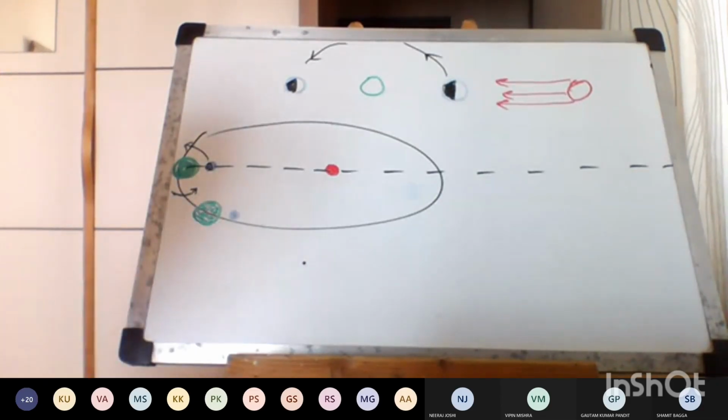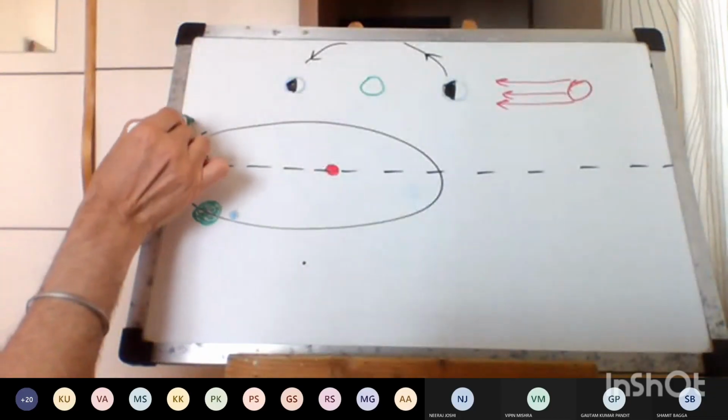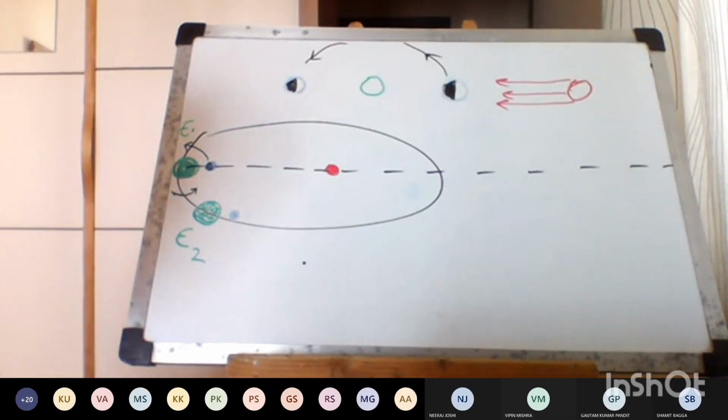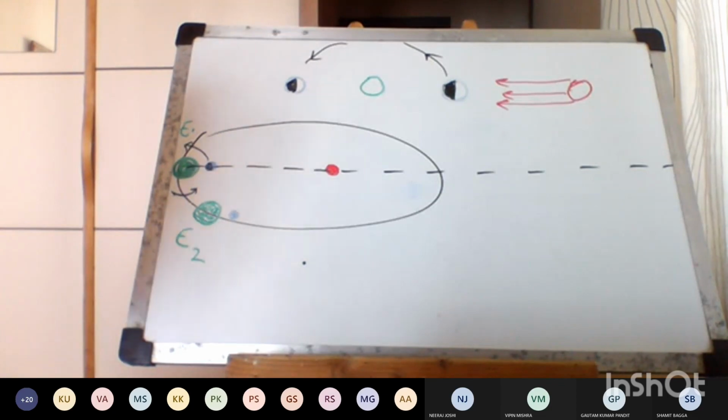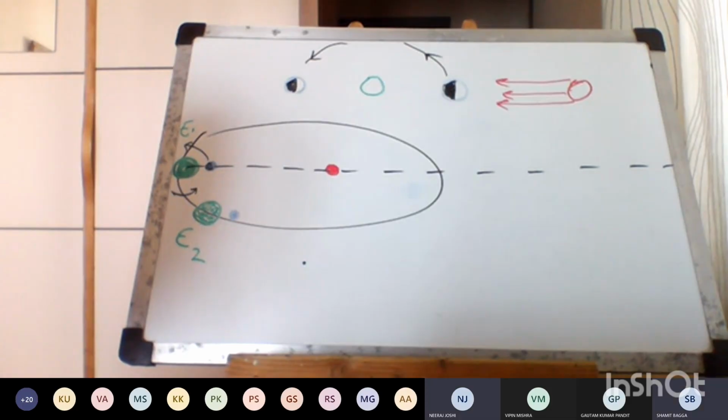Can you see the second position of Earth? E1, E2 and the moon. Can you see that, Keshav? Hello, anyone? Are you there? Yes, sir. We are coming to the important part now, so pay attention.